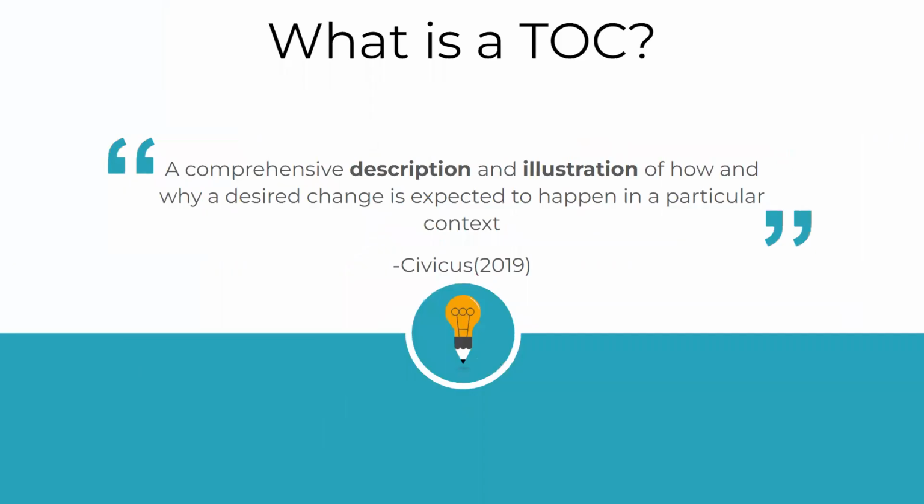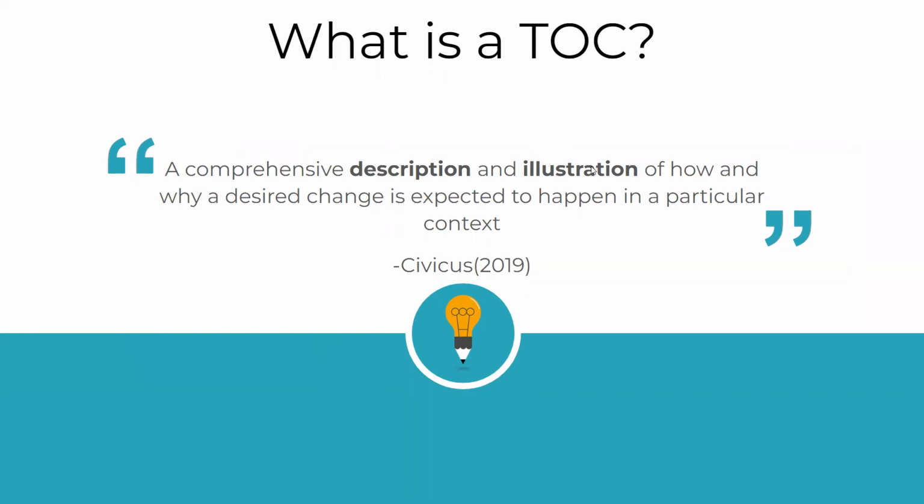Now, what is a theory of change? This is a definition from the Civicus organization that they released in 2019. A theory of change is a comprehensive description and an illustration of how and why a desired change is expected to happen in a particular context. You will hear me use the words how and why very often in this video.